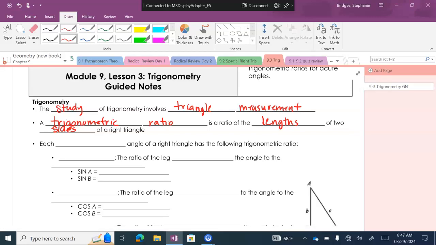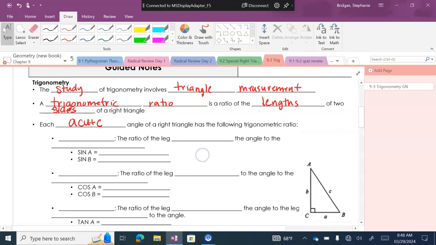Everybody ready? So each acute angle in a right triangle has the following trigonometric ratios. Now, first of all, let me tell you what I'm talking about. In a right triangle, you have one angle that's a right angle. These other two angles are going to be acute, which means they're less than 90, okay? So the other two angles, not the right angle, are going to have trigonometric ratios.